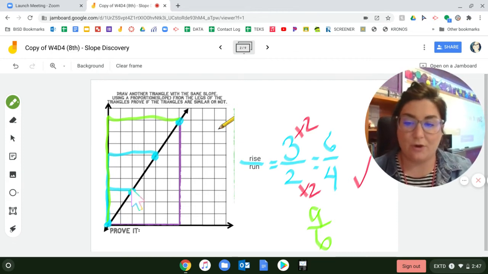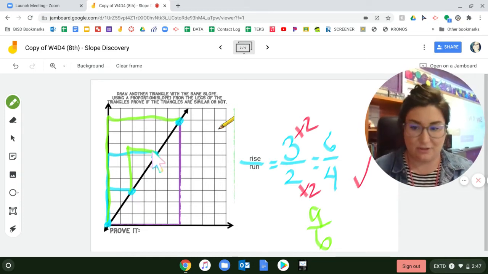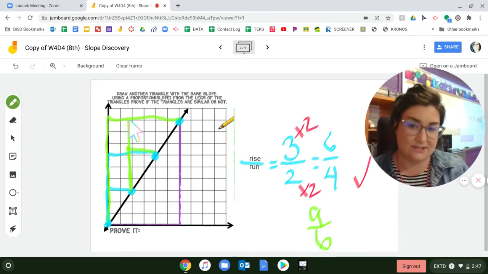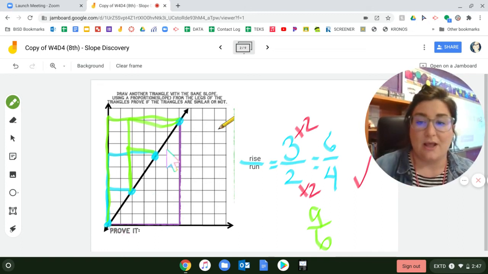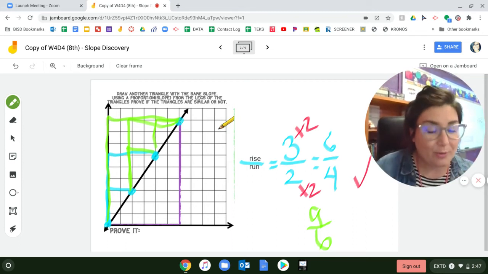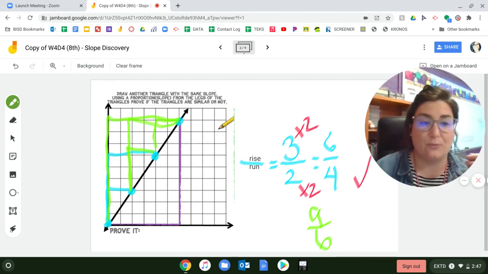And the pattern I want you to see is that between any 2 points, so it could be these middle points, it could be this point and this point. No matter what 2 points I choose, the slope, the rise over run, the slope will be proportional.